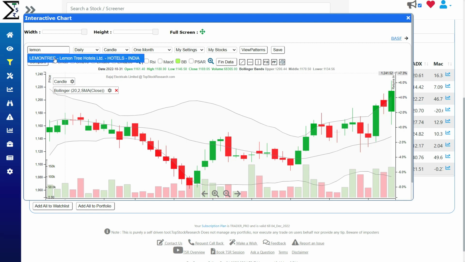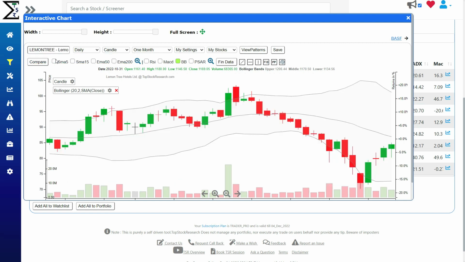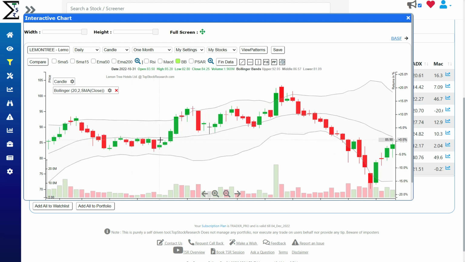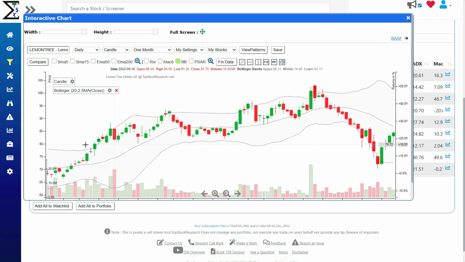Let's see how Bollinger Band reacts to Lemon Tree, right? Basically, if you see, there was a breakdown. It has given a pretty good move downwards, right? There was an upward movement. A small money was to be made here, but normally you expect a better one than this. So this is how your Lemon Tree is behaving as far as Bollinger Band is concerned, right?